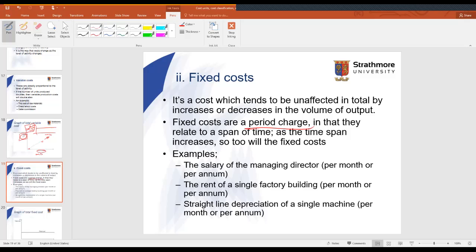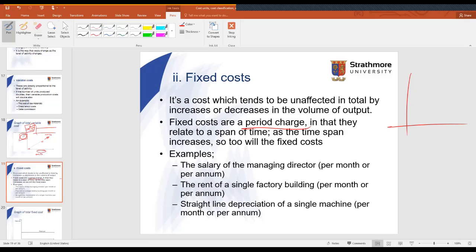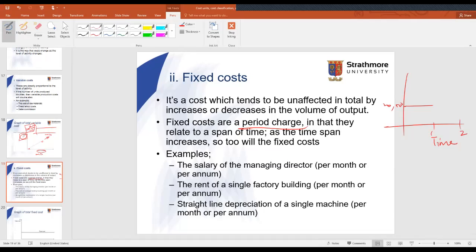So in case you have the independent variable being time, then the rent you pay, let's assume you pay 20,000 per month. Don't forget, next month, this is month 1, the second month, the total rent will jump to 40,000. So it's a period cost. It will only remain fixed for a certain period of time. But as time increases, then of course the cost that you'll be incurring will be increasing.